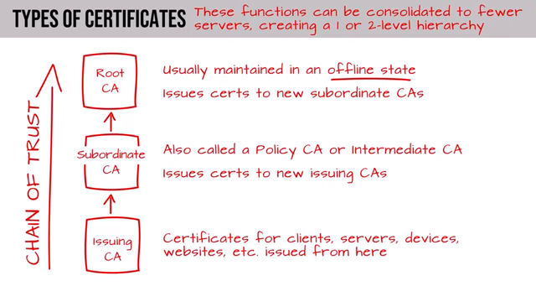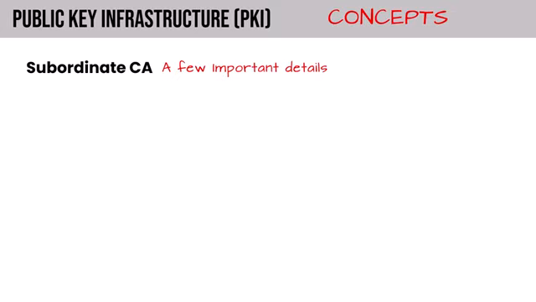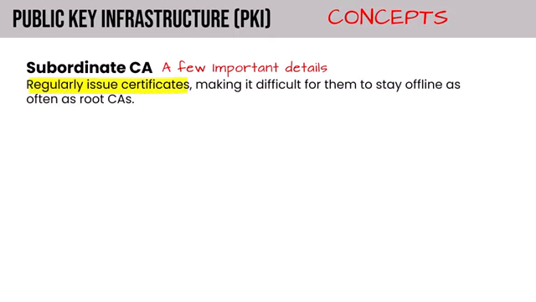At that point, you have to go to ground. In a 3-tier hierarchy, if the issuing CA is compromised, we can recover without having to reestablish the entire org. So let's just unpack a few important details about that subordinate CA, that intermediate CA, and talk about how it helps us in the event of compromise.